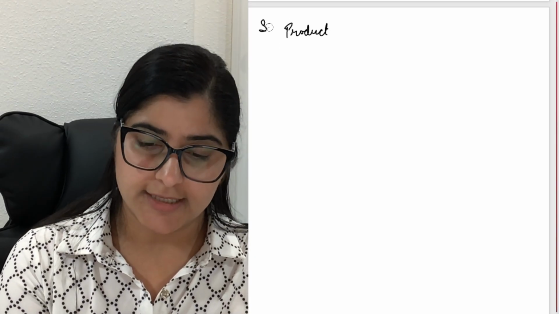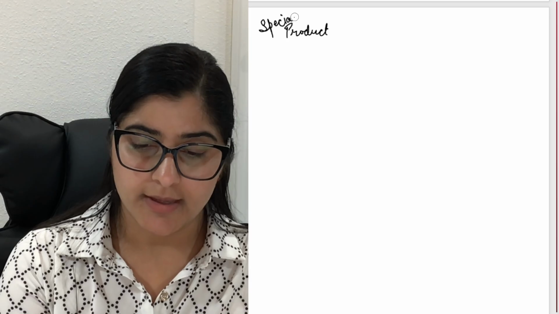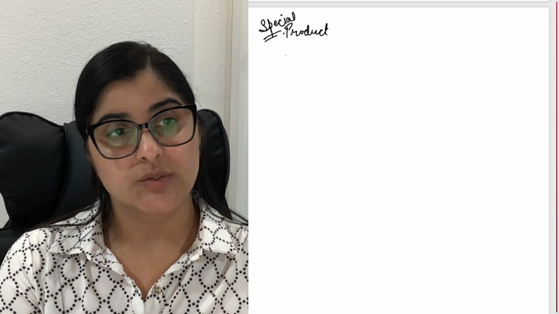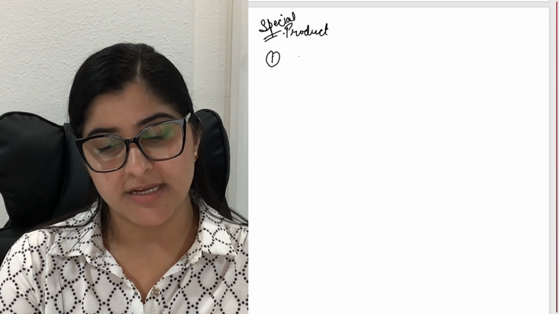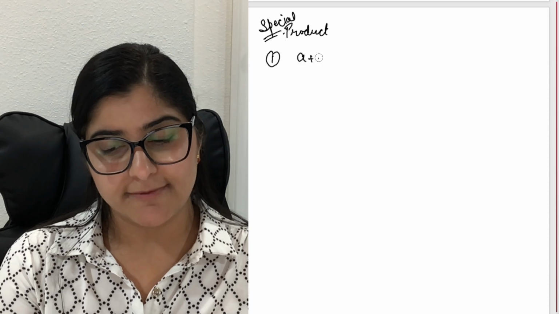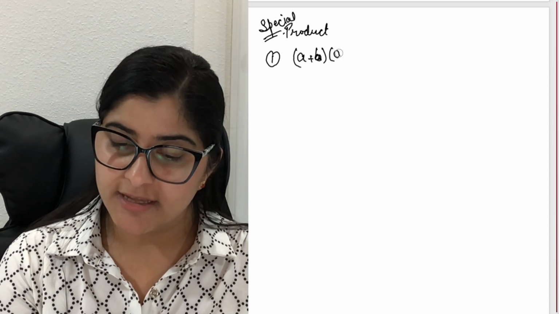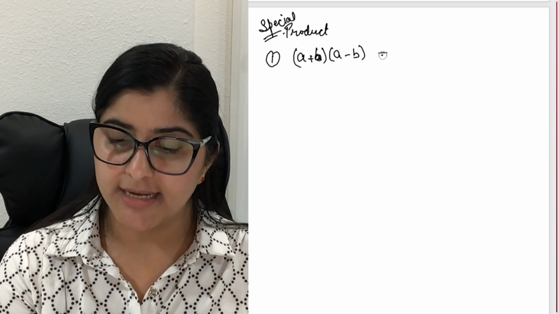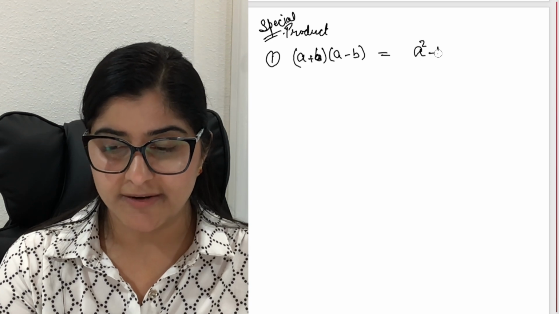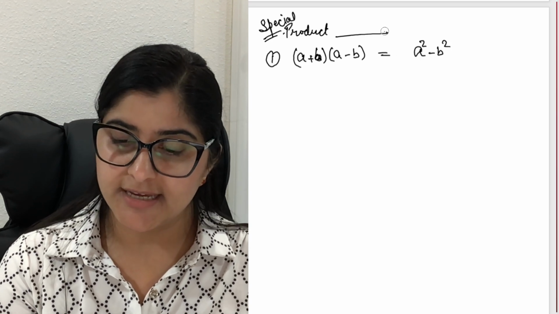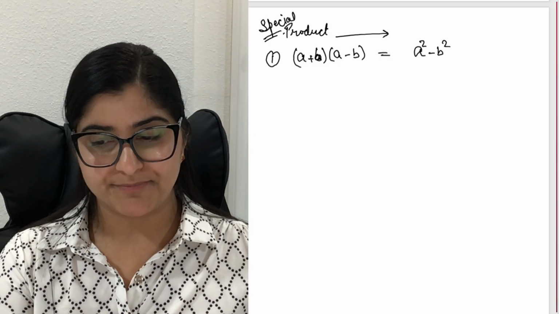Special product, I will say. And so what is the special product first? We just said that if we are multiplying two same factors with the opposite sign in the middle, that is the difference of two squares. If you go in this direction, it is a product.